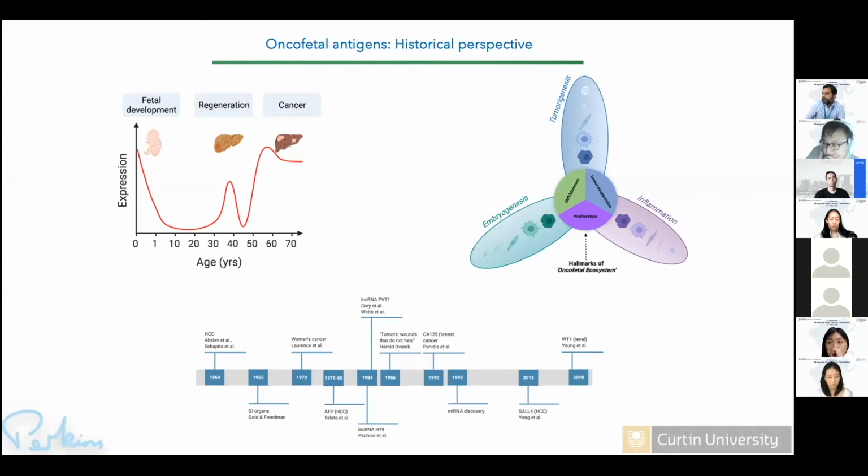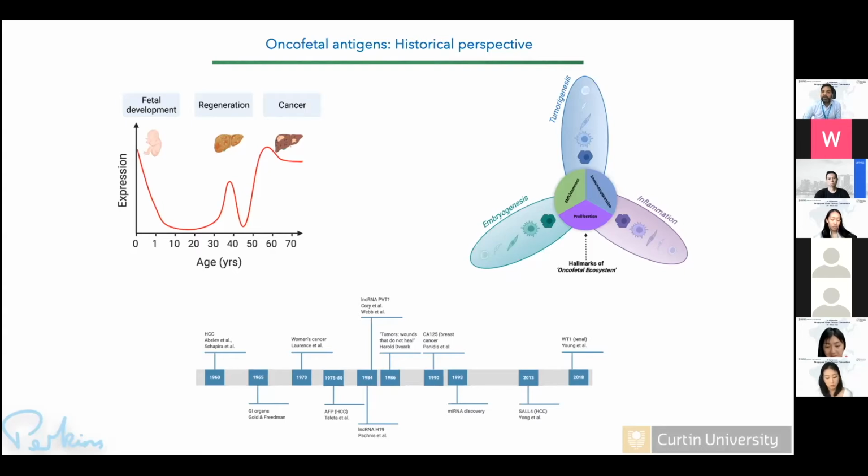And we think there are a few hallmarks of the oncofetal ecosystem. These are basically immunosuppression, proliferation, EMT, and stemness, and there is some kind of underlying theme between embryogenesis, inflammation, regeneration, and tumorigenesis. As I mentioned, the first report of the oncofetal concept goes back to 1960 in this seminal paper, where they were trying to look into the similarity between fetal tissue and tumor.